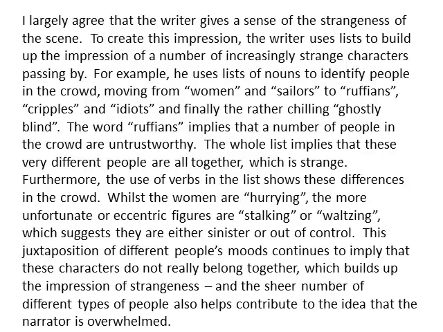The word ruffians implies that a number of people in the crowd are untrustworthy. The whole list implies that these very different people are all together, which is strange. Furthermore, the use of verbs in the list shows these differences in the crowd. Whilst the women are hurrying, the more unfortunate or eccentric figures are stalking or waltzing, which suggests they are either sinister or out of control. This juxtaposition of different people's moods continues to imply that these characters do not really belong together, which builds up the impression of strangeness, and the sheer number of different types of people also helps contribute to the idea that the narrator is overwhelmed.